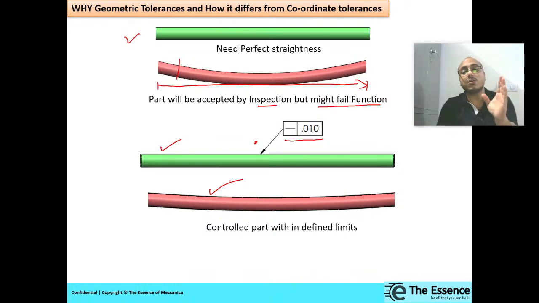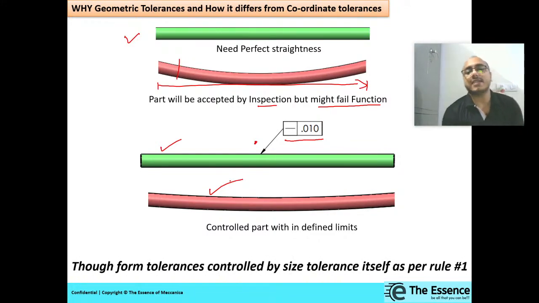That is why geometric dimensioning and tolerancing was introduced. It was introduced during World War II, when components of the weapons were manufactured at different vendors, but they were not getting assembled. Though the parts were made correctly, what was happening? These errors, form errors, orientation errors, location errors, were the problem.